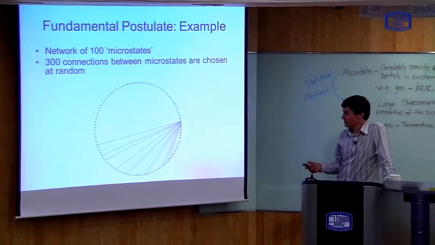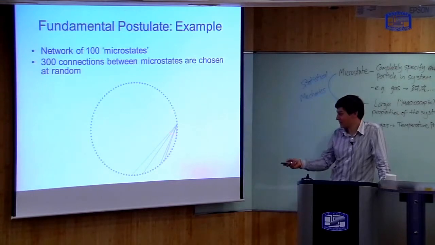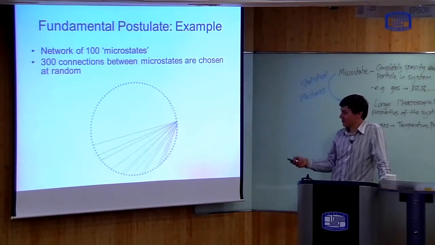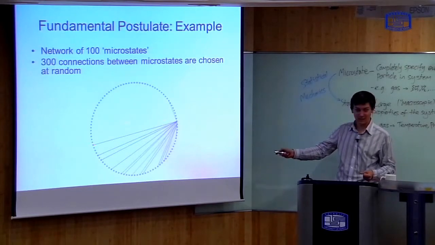Okay, so, for example, the first microstate starts here for some reason. I connect it to 1, 2, 3, 4, 5, 6 other microstates. Like this. This is chosen at random. Then the next one I connect like this. That means that this microstate, it's possible to scatter from this microstate into this one and back again.